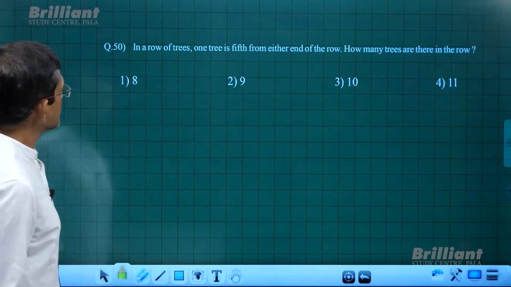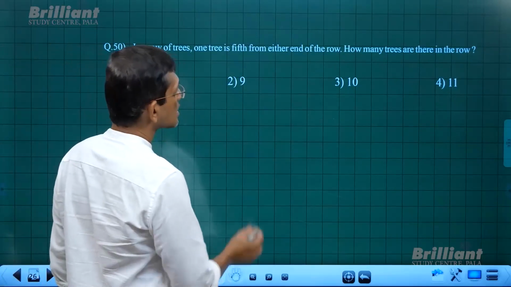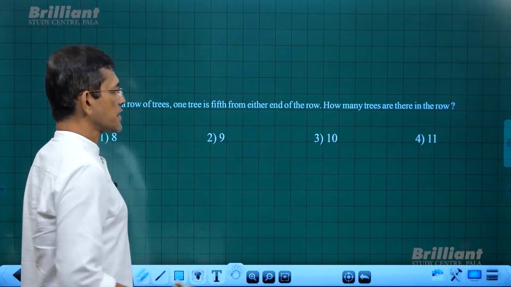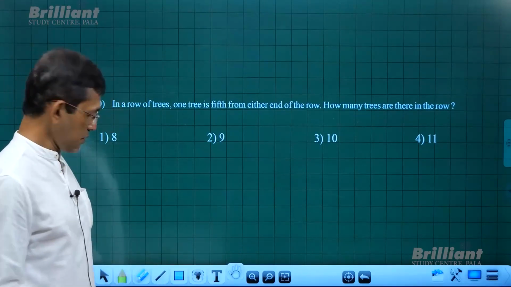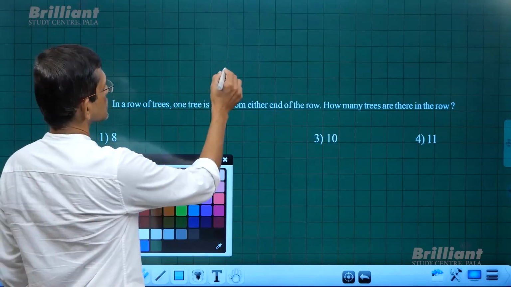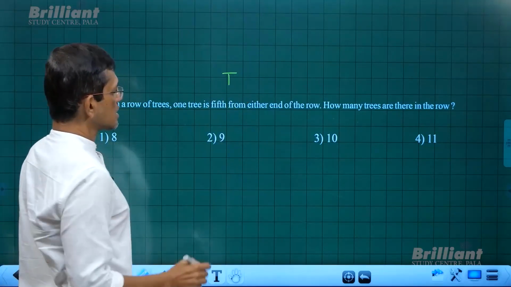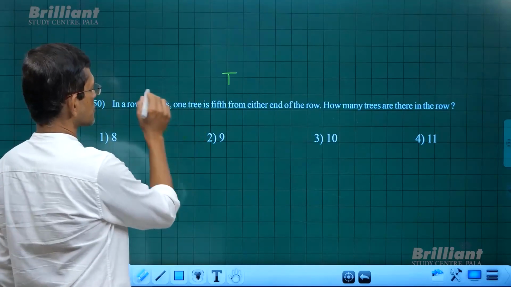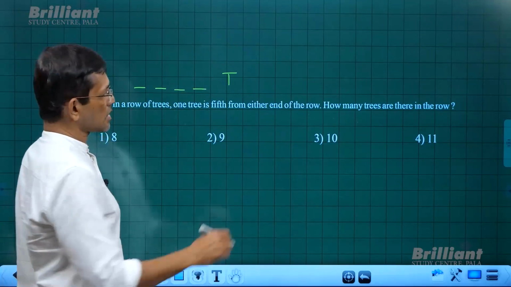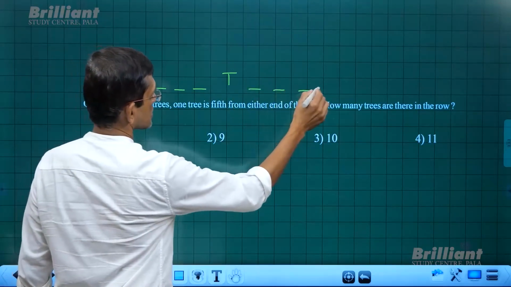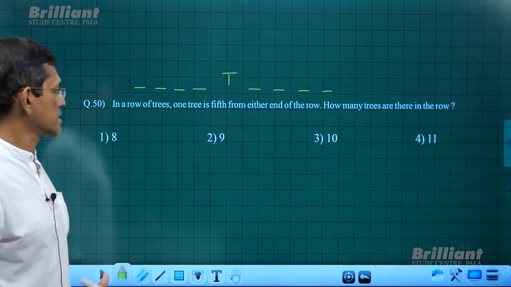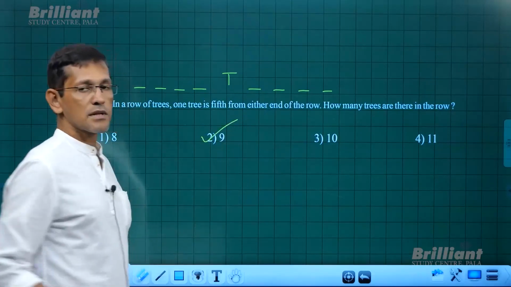Next question, 50. In a row of trees, one tree is fifth from either end of the row. So this is the tree we have that is fifth from either end of the row. That means there are 4 trees on the left and 4 trees on the right as well. So ultimately, the answer is 9. Simple question.